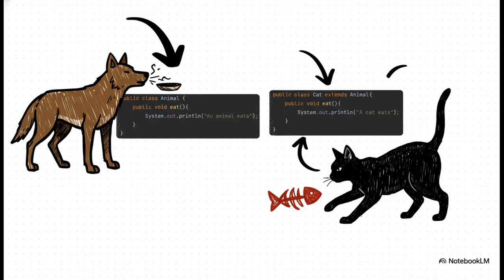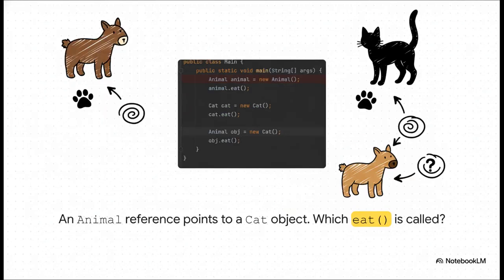On the left, we've got a general animal class with a method called eat. And over on the right, you see the cat class. It's a child of animal, and it provides its own more specific version of that exact same eat method. It's basically saying, hey, I know what you taught me, but I'm going to do it my way. That's overriding.